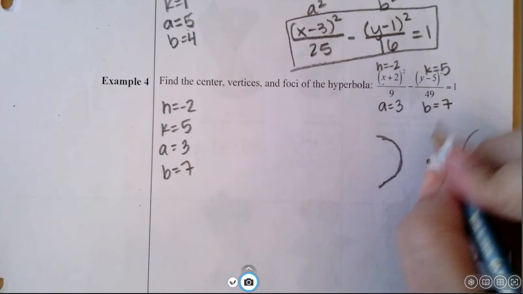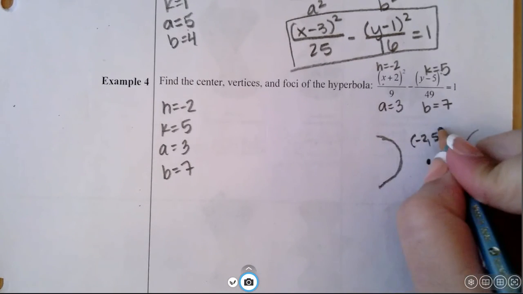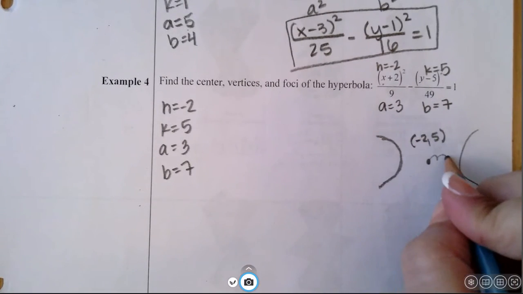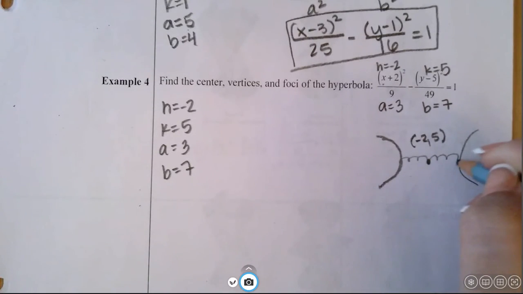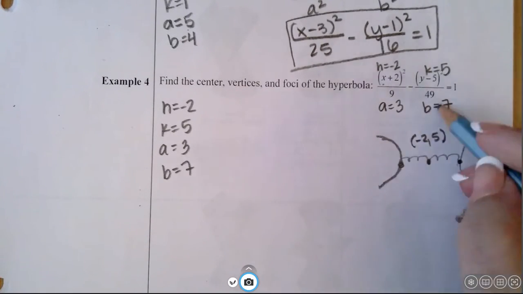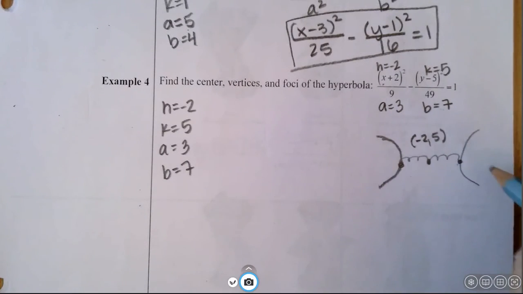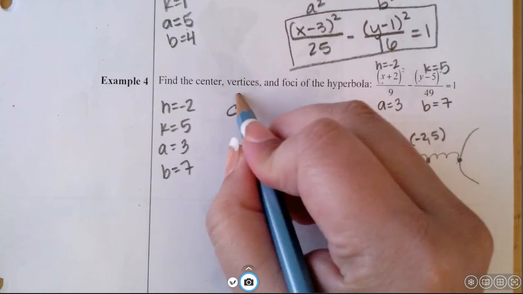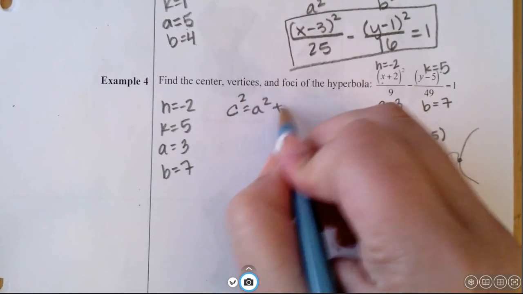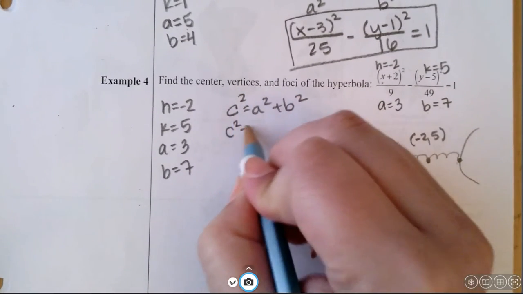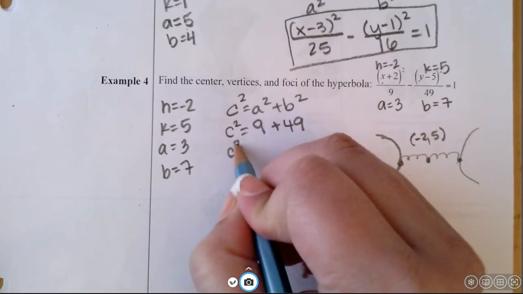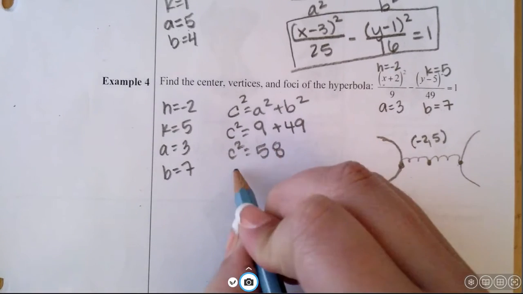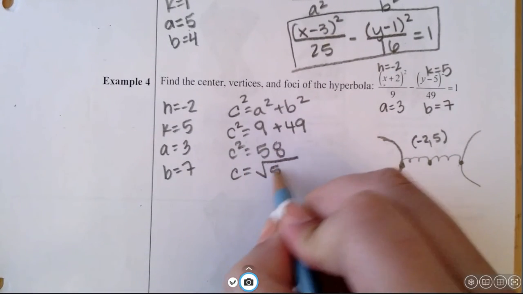The center is at -2, 5. This is a distance of 3 away to each vertex. And then we don't know C, so we don't know how far away to the foci. So we need to find C. C squared is A squared plus B squared. C squared is 9 plus 49, which is 58. So C is the square root of 58.